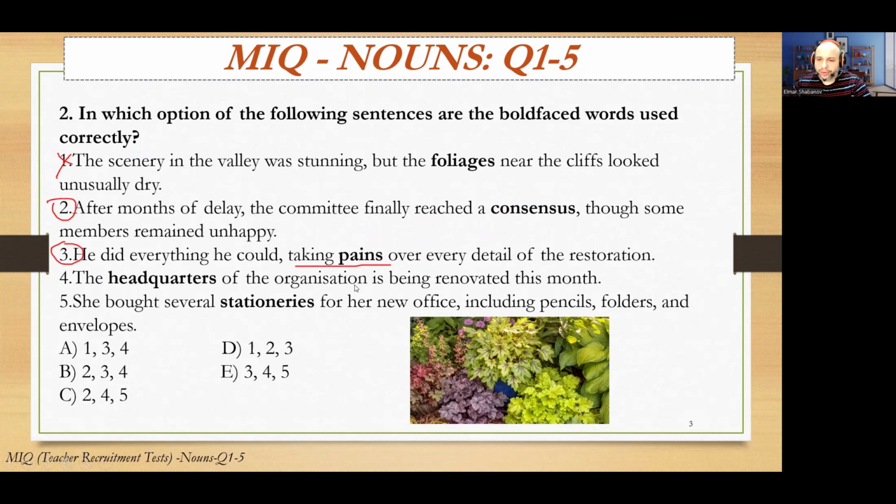The headquarters of the organization is being renovated this month. Headquarters can be used both in the singular and plural. Here it refers to the building, that's why it's used in the singular. So this is correct. And the last one: she bought several stationeries for her new office, including pencils, folders, and envelopes. Stationery is used in the singular. It's uncountable, so this is wrong. So we have to go with 2, 3, and 4, which is B. So B is the correct option here.